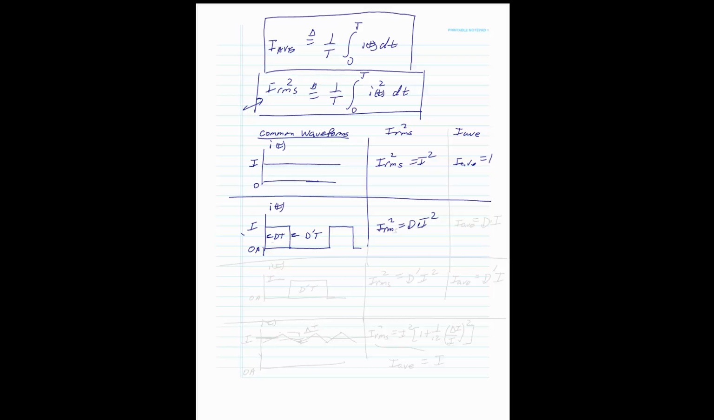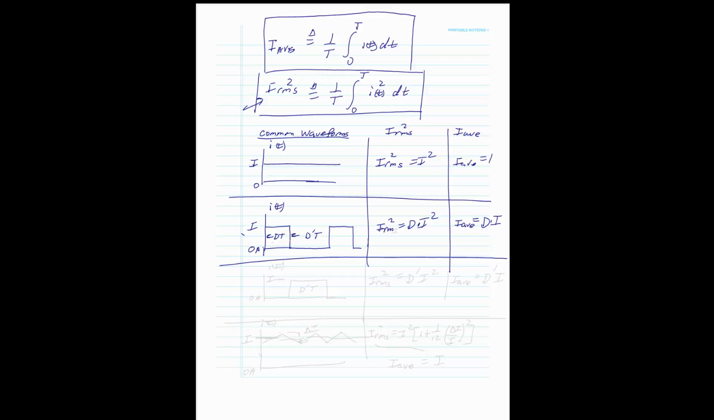And the average value you get is going to be equal to d times I. So that's the average and RMS. Now we'll do another common one and we'll keep going.